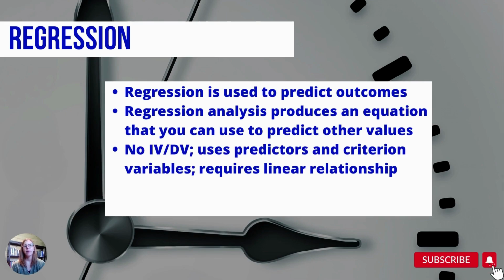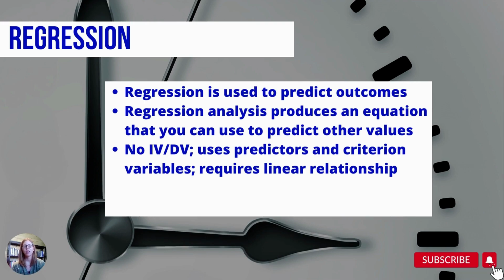There is no independent or dependent variable here. It uses predictors and criterion variables. So instead of independent and dependent variable, you're now using different language. So you've got your predictor, and that's what's going to determine the outcome of the criterion variable. So the predictor is the kind of expected value if we know what the criterion variable is once we have that regression equation.